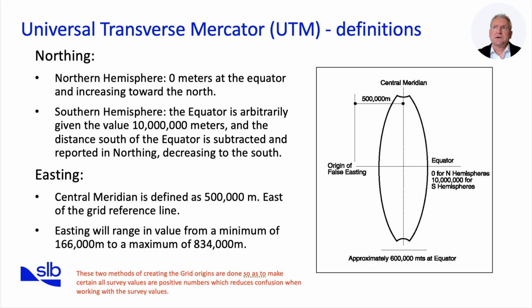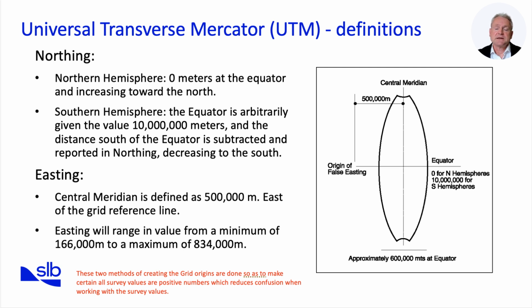Let's break down the definitions of UTM coordinates. Northings represent distances north or south of the equator. In the northern hemisphere, 0 starts at the equator and increases northward. In the southern hemisphere, the equator is arbitrarily assigned a value of 10 million meters, and northings decrease as you move south, ensuring no negative values appear. Eastings represent distances east or west of a central meridian. To avoid negative numbers, the central meridian is given an offset of 500,000 meters. As a result, eastings range between roughly 166,000 and 834,000 meters within each zone.